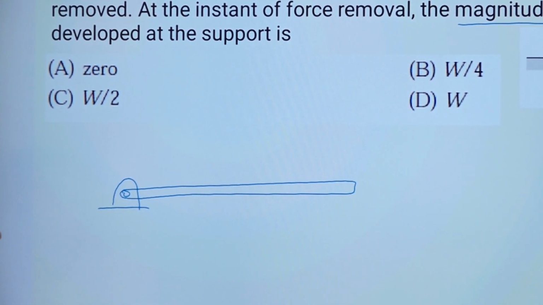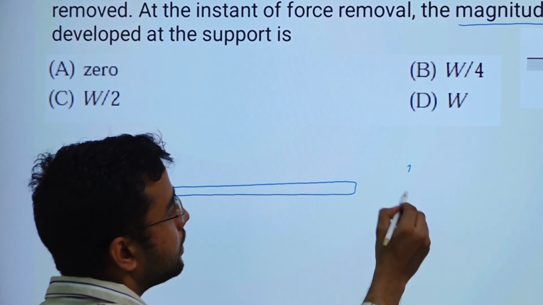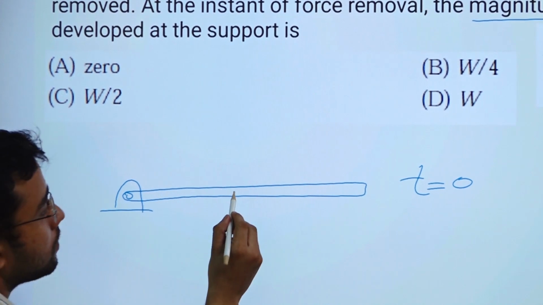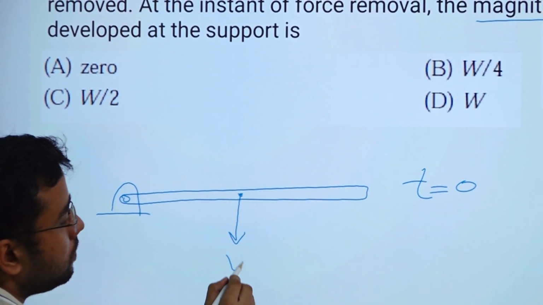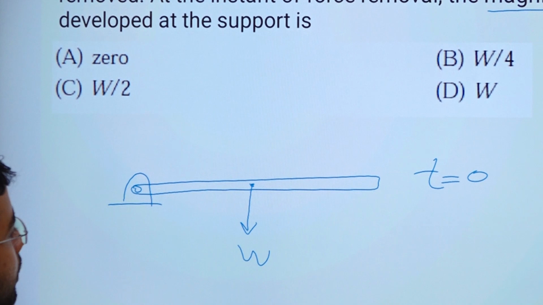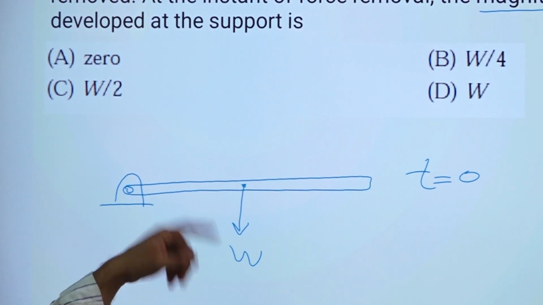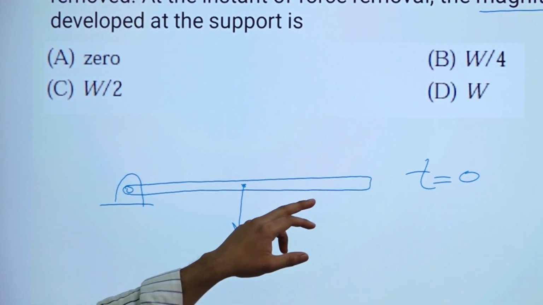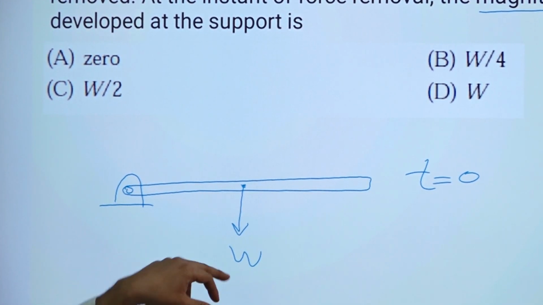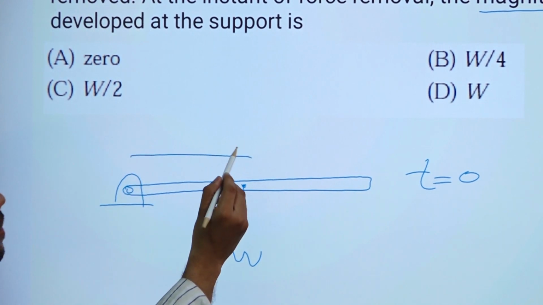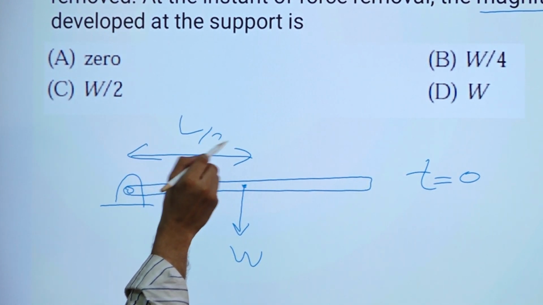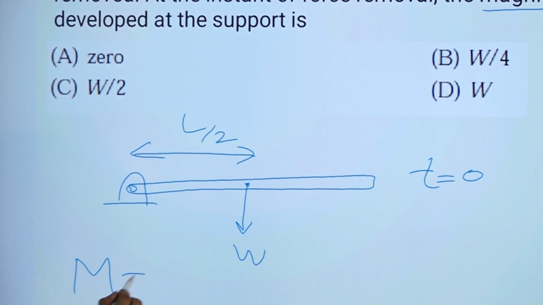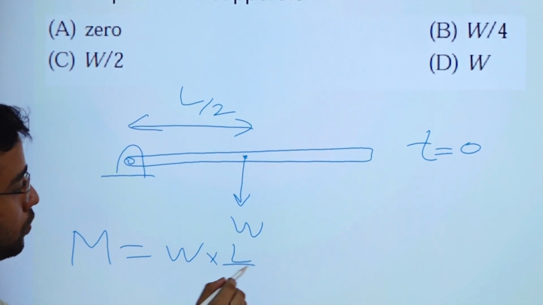Okay, this is the bar and we don't have force F. It is T equal to 0 seconds. So what will happen? Suppose the weight is W. Because of this weight W, a moment will act over this body. This body is nothing but a rod, so a moment equal to W into L by 2 will act.